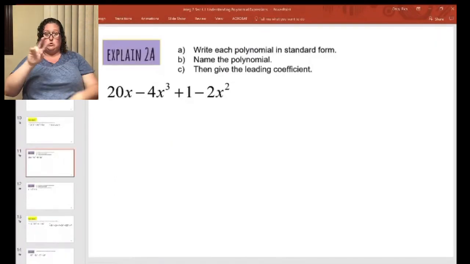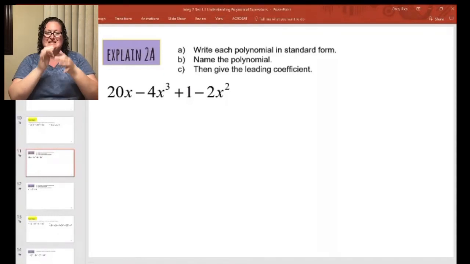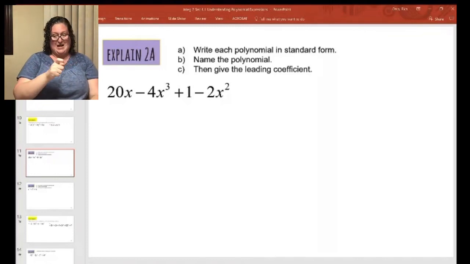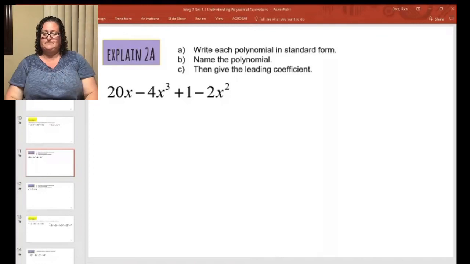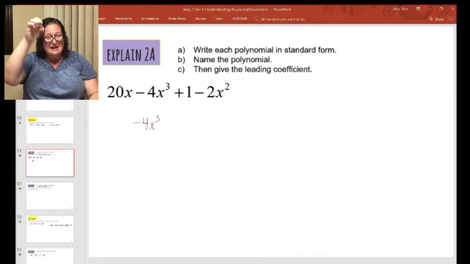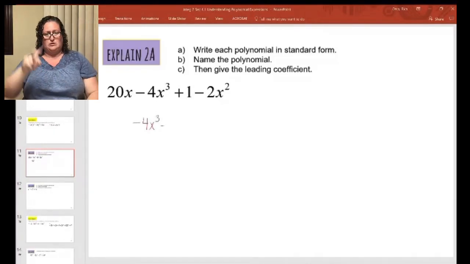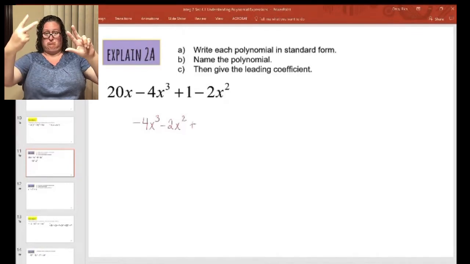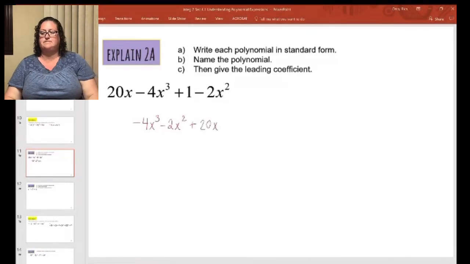Example 2a. We want to write each polynomial in standard form, name the polynomial, then give the leading coefficient. We have 20x minus 4x to the third plus 1 minus 2x squared. To rewrite this in standard form, we want to rearrange the terms so that the exponents are in descending order. Let's start off with negative 4x to the third, since it has the biggest exponent, followed by negative 2x squared, since the exponent is 2, followed by 20x, so add the 20x because it's positive, followed by 1, since 1 doesn't have a variable. Okay, so we rewrote the polynomial in standard form.